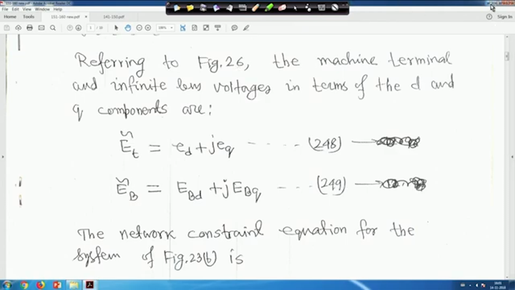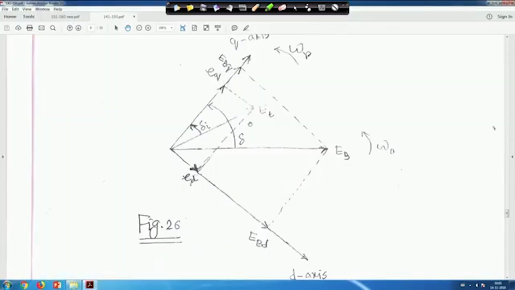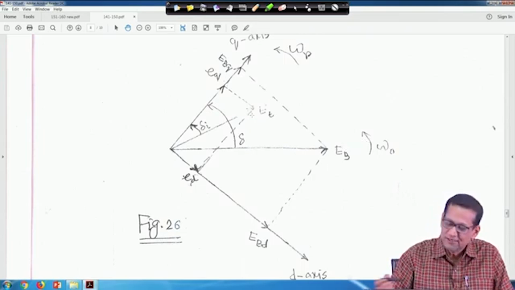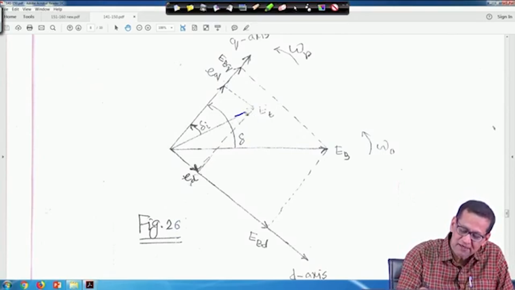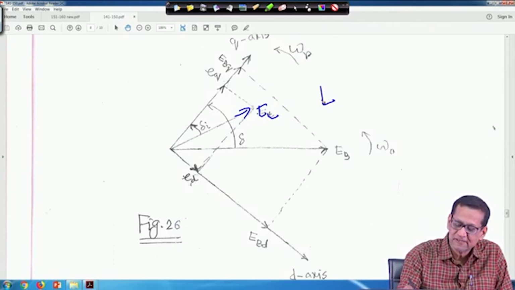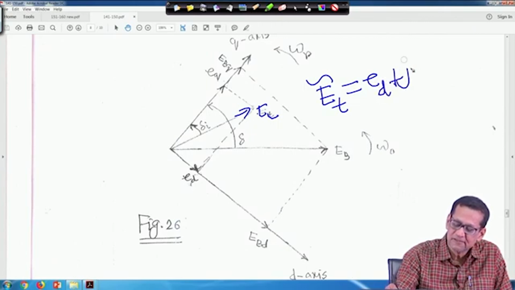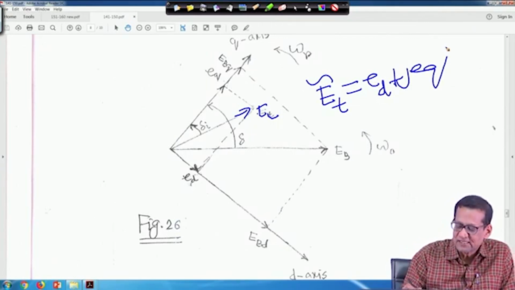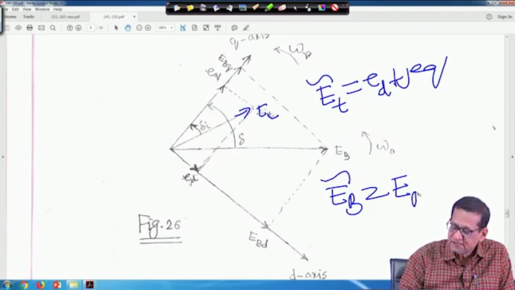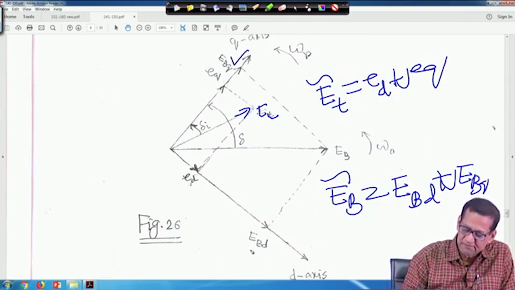So, let us go to figure 26. This is your figure 26, and E b is the reference. From here we can make out that this is my E t, and E t is equal to E d plus J E q. Similarly, E b is equal to your direct axis component, that is E b d plus J E b q. So, this is my E b q and this is my E b d.